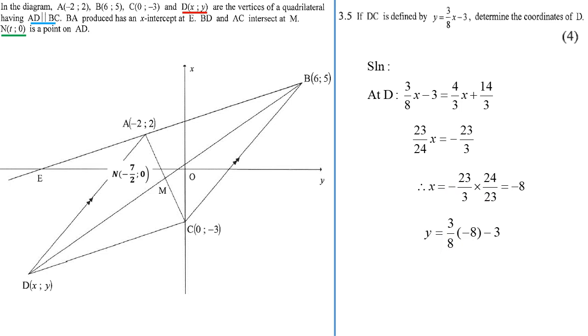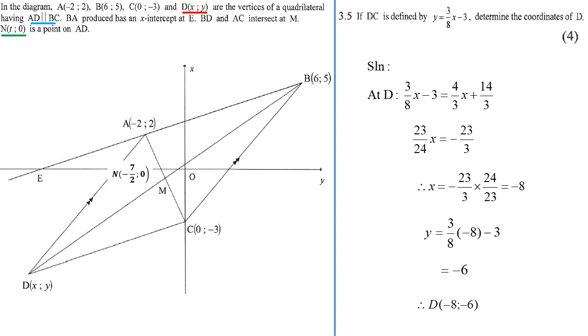Then you have 3 divided by minus 8. The minus 8 that you see is the one that we have just calculated. Then minus 8 divided by 8 is minus 1. Minus 1 multiplied by 3 is minus 3. Minus 3 minus 3 will give you minus 6. As a result, it means D has coordinates minus 8 and minus 6, which is valid.